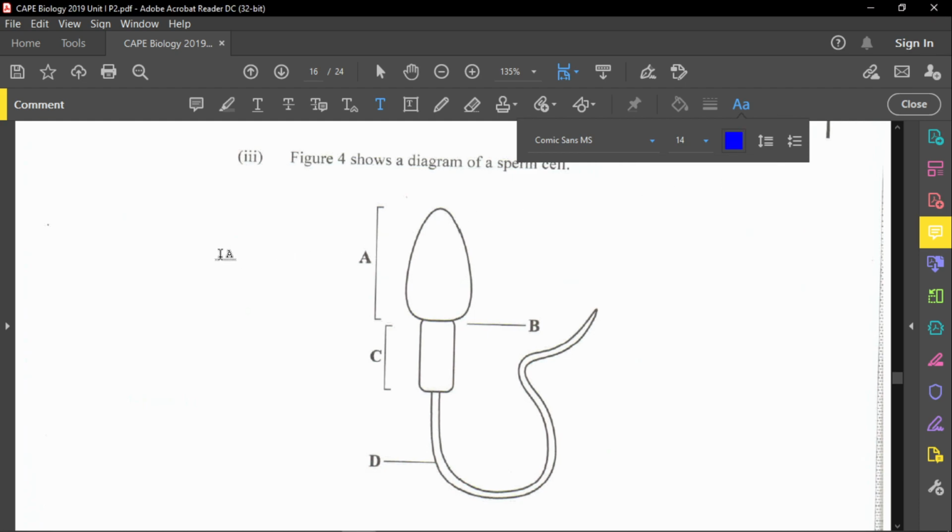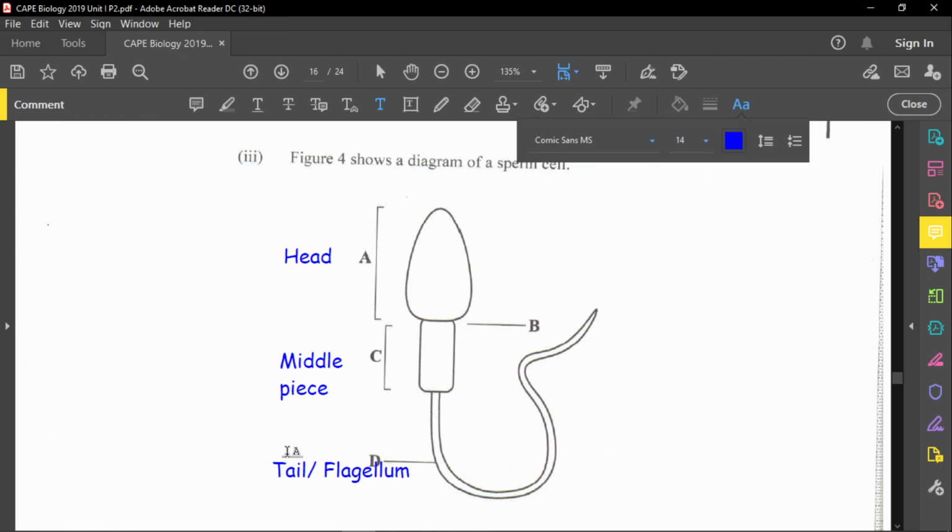So the A part of this is called a head. So let's label this as a head. All right. And then the C part right here, it is the mid piece or middle piece. Let me just write it as middle piece. Mid or middle piece. All right. D is the tail. The tail is also called the flagellum. All right, so the tail is also called the flagellum.